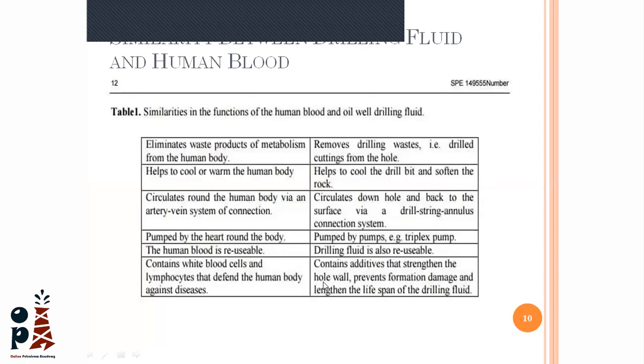Also, our blood contains white blood cells, red blood cells, and some enzymes to help it do its job. And our drilling fluid contains some additives to help it do its job, like viscosifiers, weighting material, and formation damage prevention material. So there is a very good similarity to sense how important the drilling fluid is.